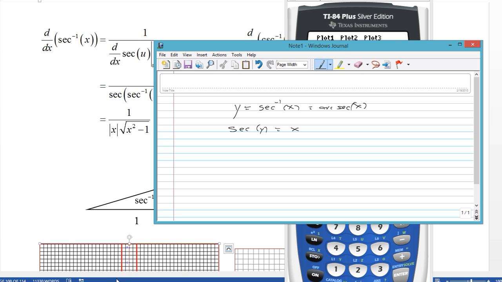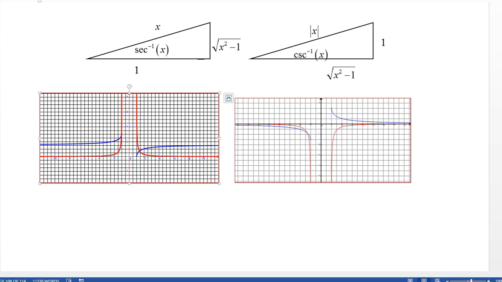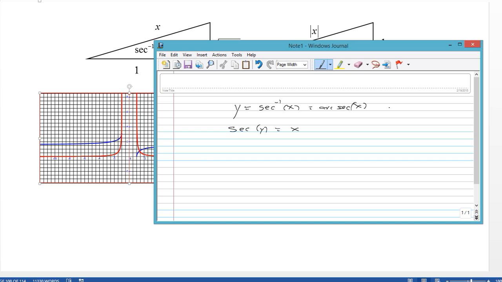Now we also have some restrictions. The original function for the inverse secant, again, if you look back at this picture here, the y's are between 0 and pi, but it can't be pi over 2. So it's actually from 0 to pi over 2. 0 is okay, but not pi over 2, and pi is okay. So those are the y values. And the x's go from negative infinity to negative 1, and then from 1 to infinity.